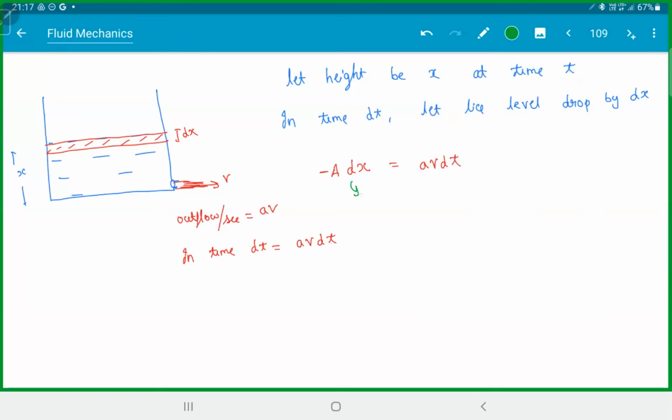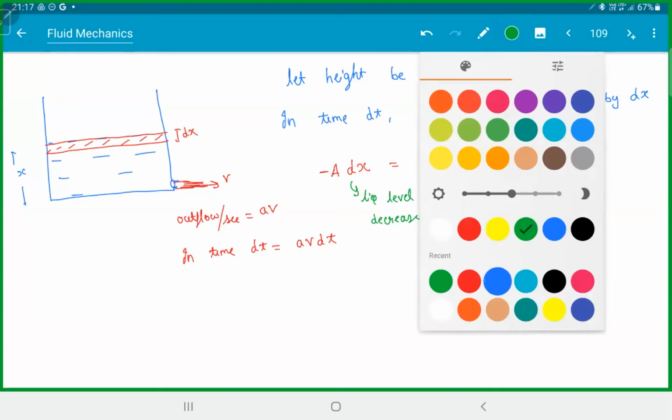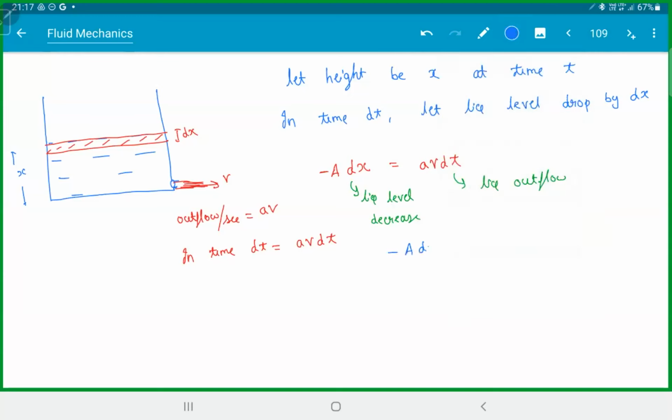So basically the liquid level is decreasing. This is the liquid outflow. Make sense? Whatever decrease in the container should have gone outside. Minus sign because it is decreasing. So we get minus A into dx. What is the velocity? Root 2gx. There, that's it. One integration step.